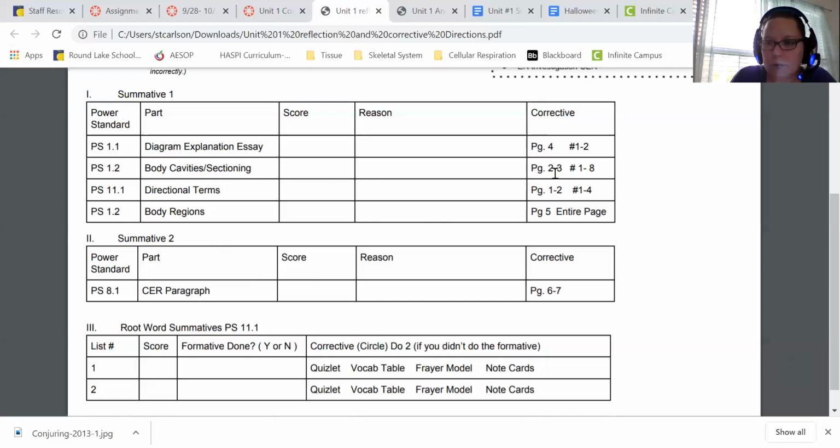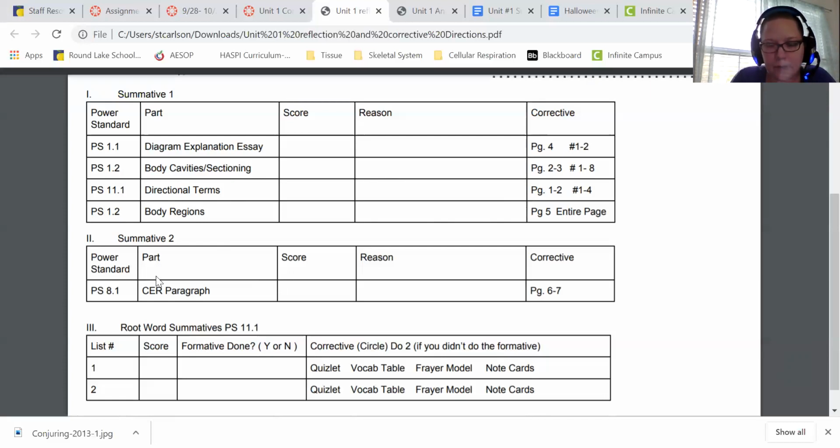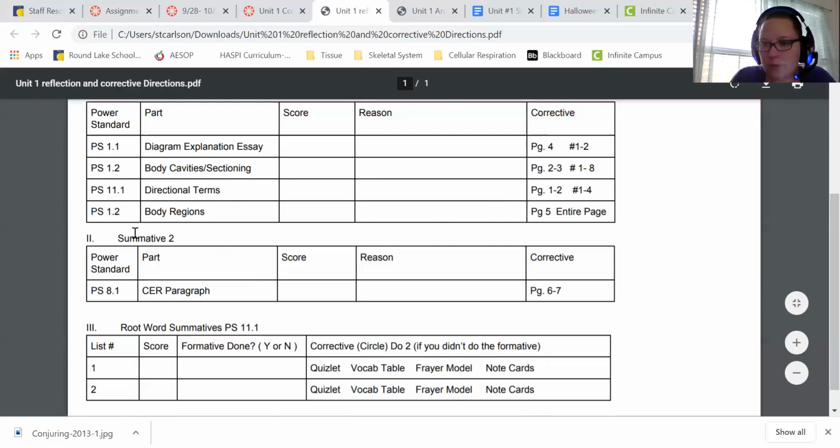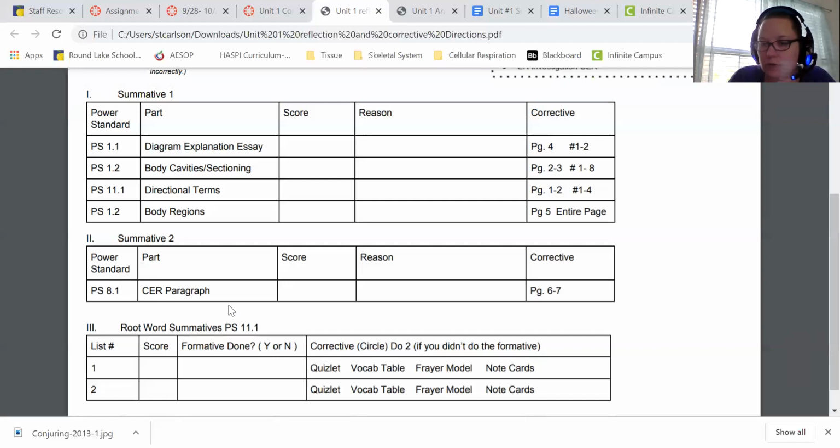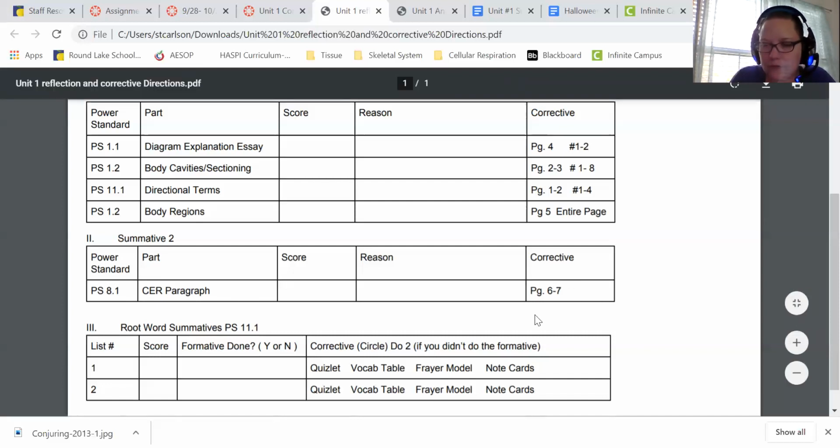And then these are the corresponding corrective pages on the right. The last part was 11.1. This was the first part of the test, the directional terms like superior, inferior, proximal, distal, that sort of thing, and then the corresponding corrective pages. The second summative was the patient. You had a person in anatomical position with a bunch of injuries, and you had to choose which injury is the one you need to treat. That one is Power Standard 8.1, and there's 2 pages on the corrective to do for that one.